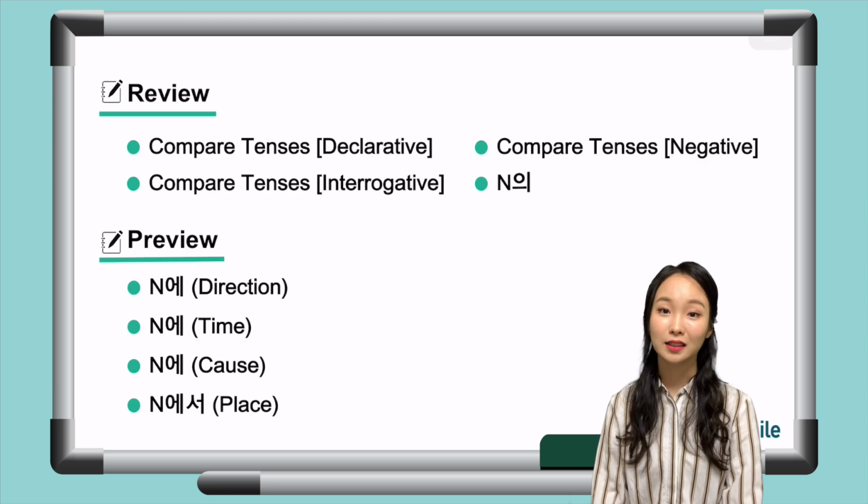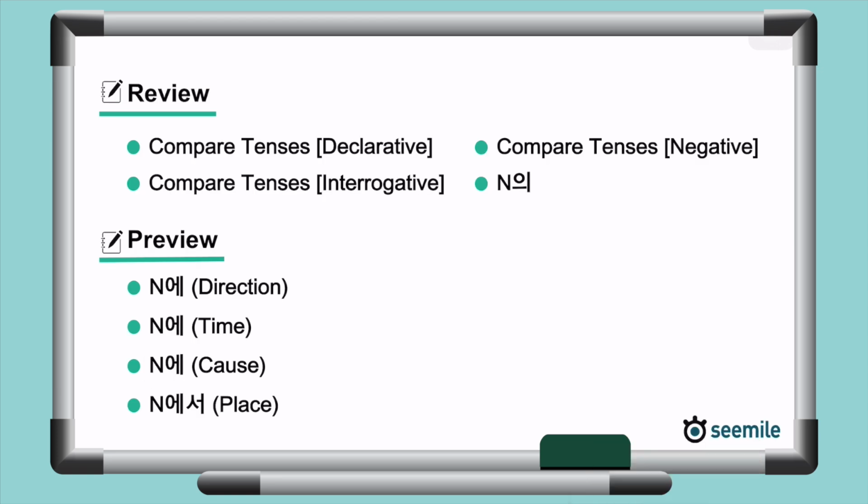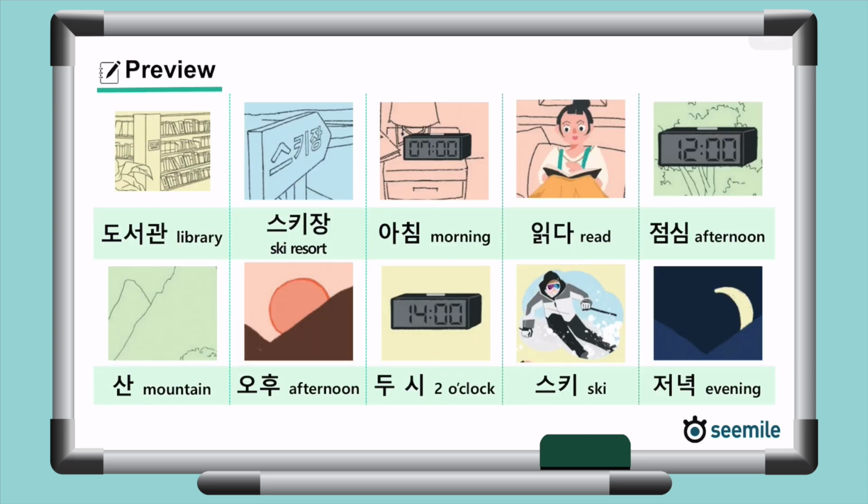In the previous class, we reviewed how to create declarative, interrogative, and negative sentences in the past, present, and future tenses. In the next 3 classes, including this one, you're going to learn about some more new postpositional particles that you will use quite frequently in your daily lives. Before that, let's learn about some vocabulary related to hobbies. Please repeat after me out loud as a memory aid.